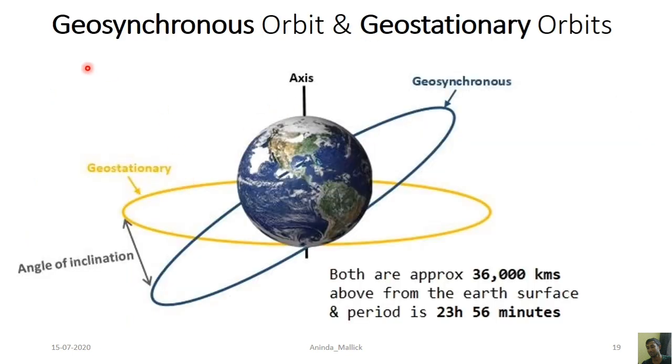And there is a little difference between geosynchronous orbit and geostationary orbit. Both orbits are placed approximately 36,000 kilometers above the Earth's surface, but the geostationary orbit is placed in the equatorial plane, and the geosynchronous orbit is placed at some angle of inclination with respect to the equatorial plane. The period for both orbits is 23 hours 56 minutes, basically 24 hours.